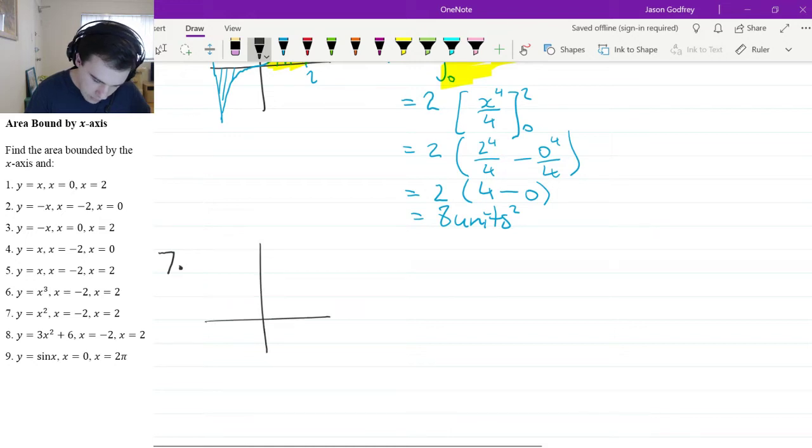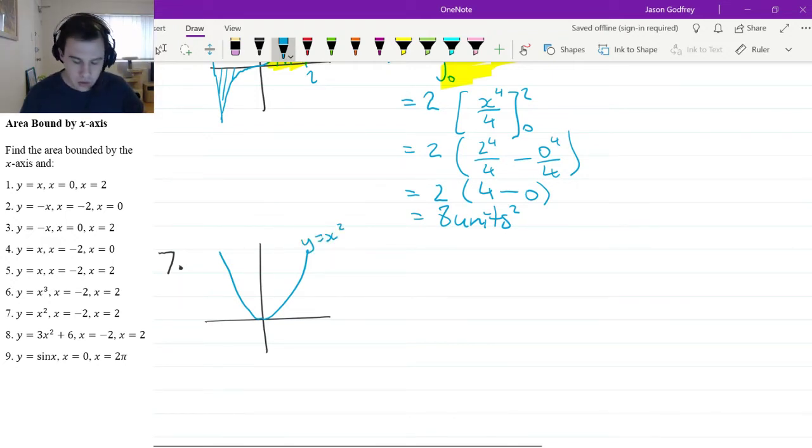So again, let's draw up the sketch. So this is y equals x squared, and we're integrating from -2 to 2, and the region below that curve bound by the x-axis. Alright, so let's just take the same approach we did by breaking it into pieces. Actually, let's do what we did at the start and just investigate.